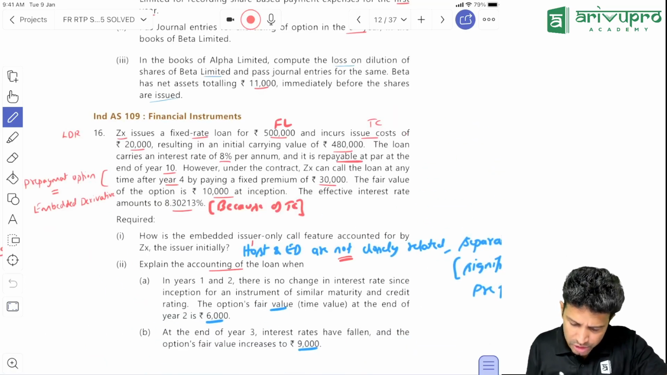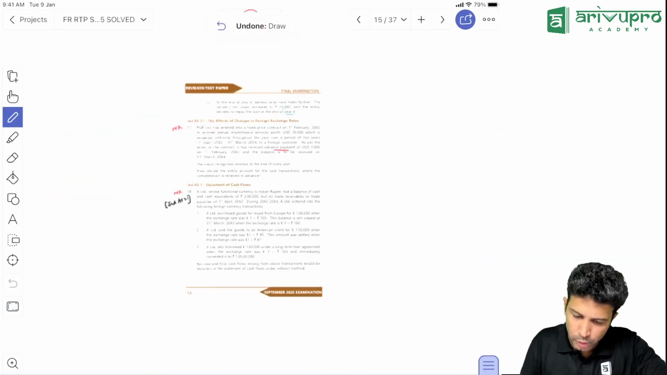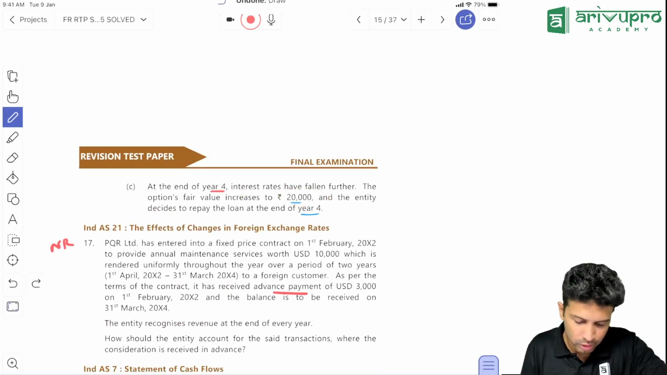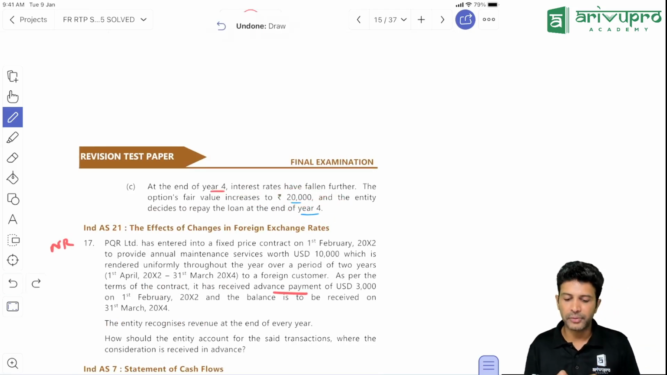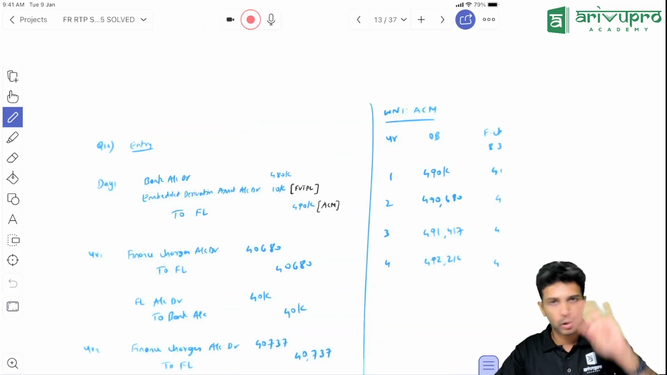If you want, I'll read the question once. First year, second year they've given, third year they've given. What happened to the fourth year? Check. If you read the question, there's one more. At the end of fourth year, the fair value is 20,000 and the entity decided to repay the loan. Fourth year, they have exercised the prepayment option. That's what they're saying in the question.